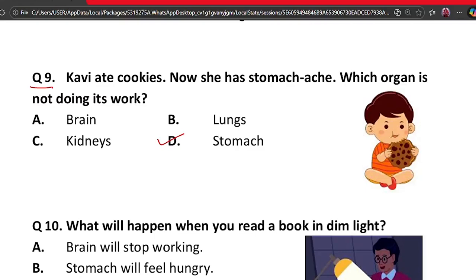The stomach helps in digestion of food. If digestion is not happening properly, it can cause a stomachache. Since the problem is related to digestion, the organ involved is the stomach. So the correct answer is option D.